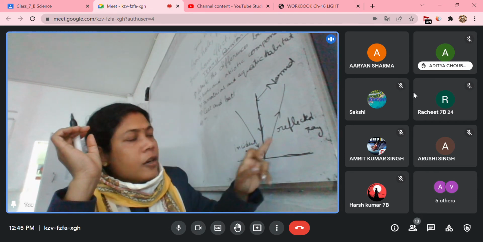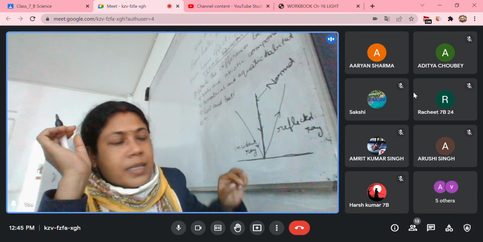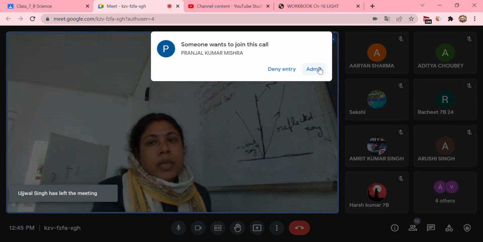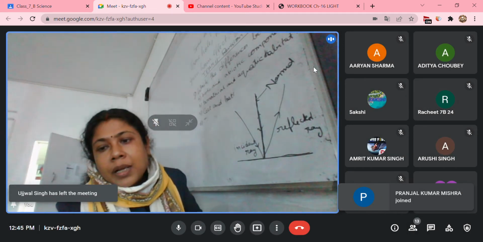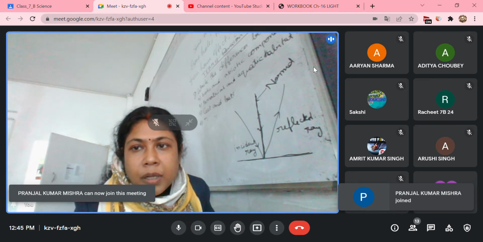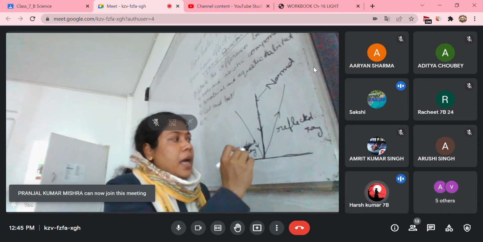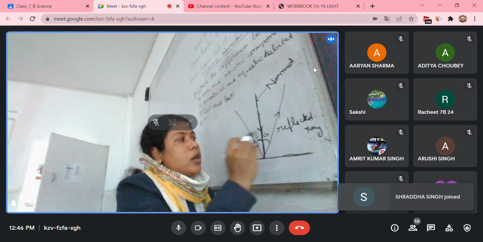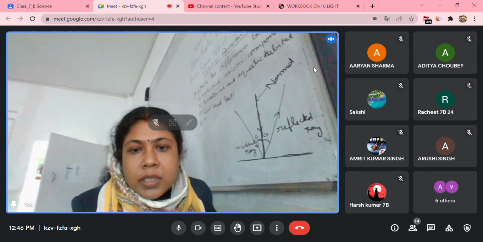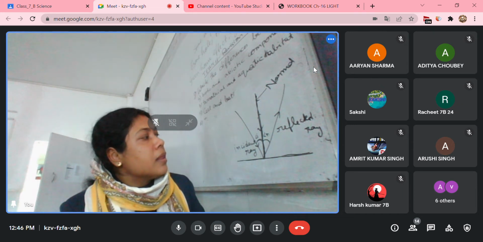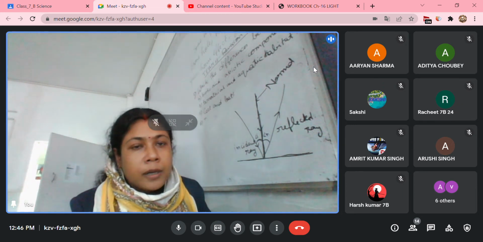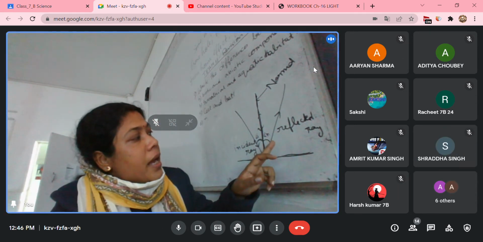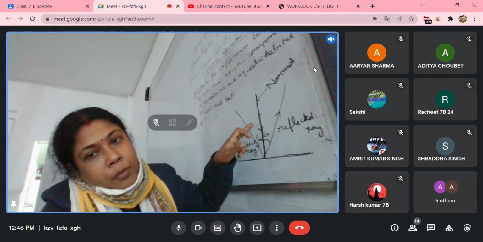The incident ray, the reflected ray and the normal lie in the same plane, they are in one plane. Just see the three points. The incident ray, the reflected ray and the normal lie on the same plane. Am I audible? Yes, ma'am. And the second law states that the angle of incidence is equal to the angle of reflection. What is the angle of incidence? The angle of incidence is the angle made by the incident ray with the normal. And the angle of reflection is the angle formed by the reflected ray with the normal.